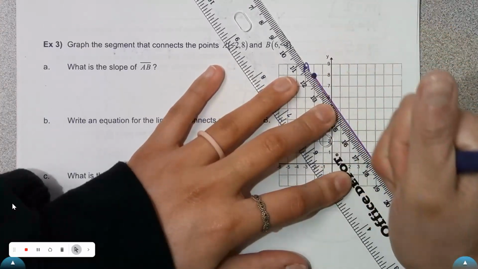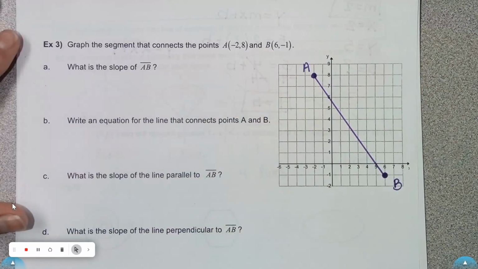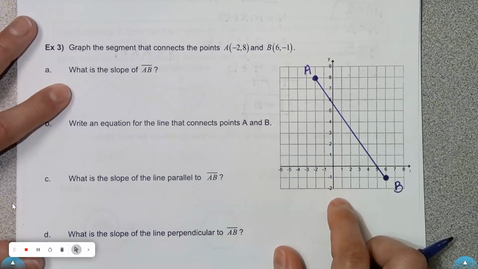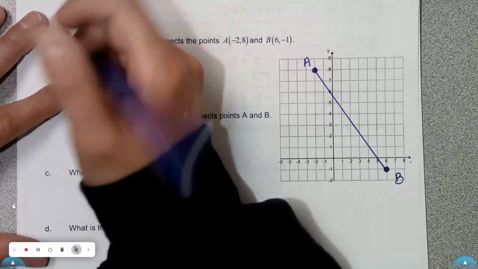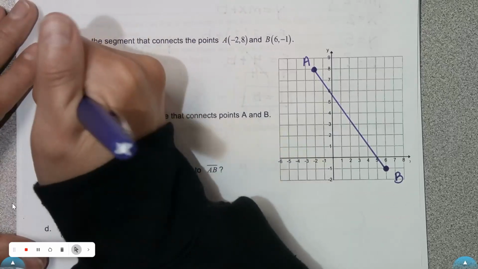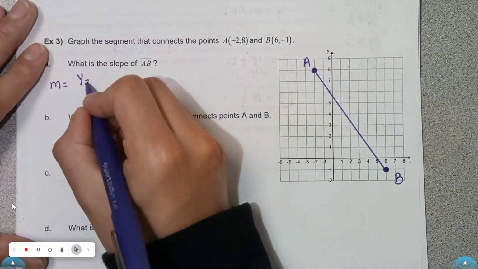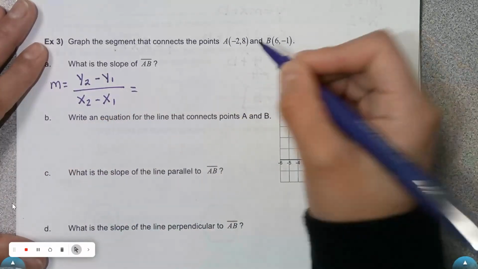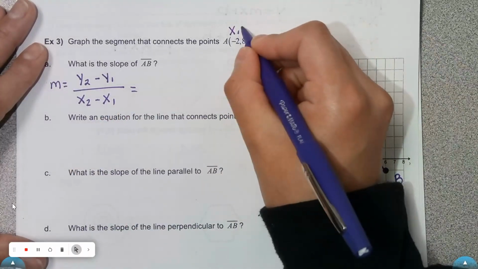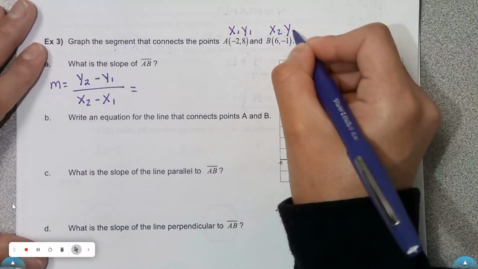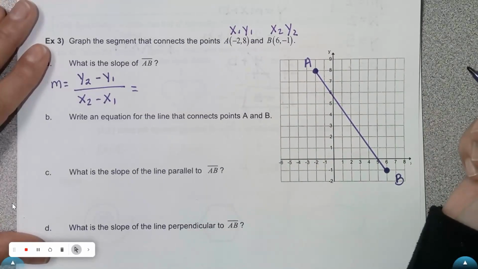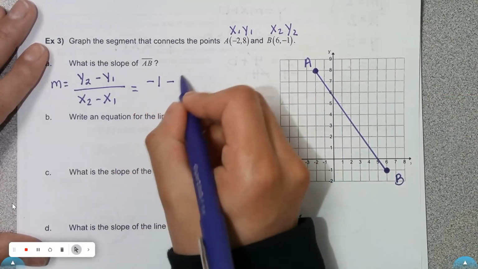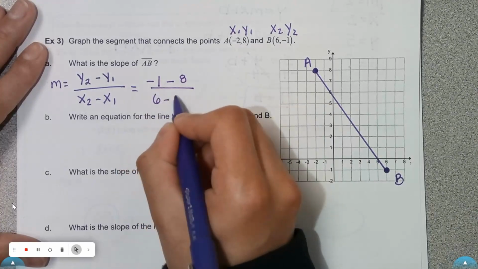So there's my line segment. To calculate the slope, you can use the graph or you can use the equation. So for example, I'm going to use the equation because I think that's going to help me the best. Remember, that's y2 minus y1 over x2 minus x1. Then I'm going to label my points. The first point is the first. The second point is obviously the second one, so number 2. Then I'm going to put those numbers in their correct spot. So I have negative 1 minus 8, and I have 6 minus negative 2.